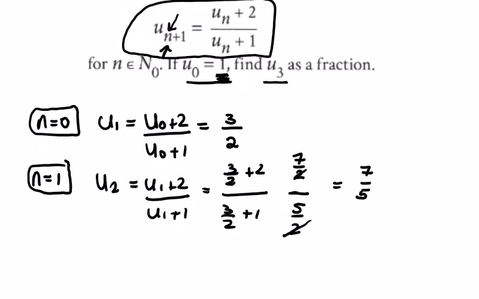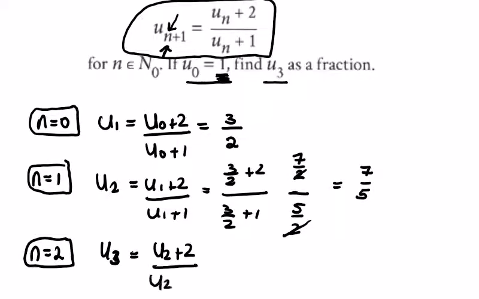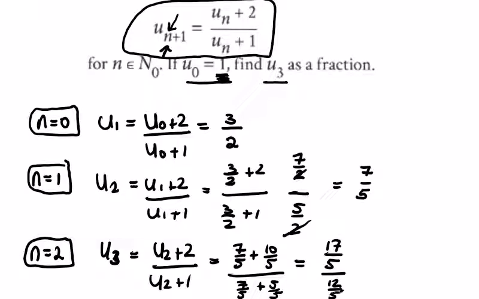And then to get u3, we have to let n equal 2. This will give us u3. u3 is equal to u2 plus 2 over u2 plus 1. So 7 over 5 plus 2, which is 17 over 5, divided by 7 over 5 plus 1, which is 12 over 5. Same denominators, so we're going to get 17 over 12 for u3 as a fraction.